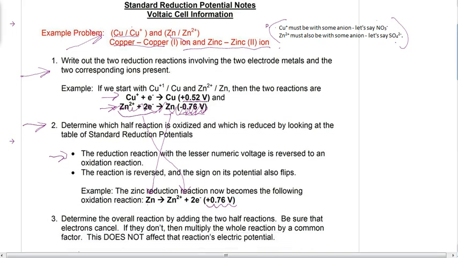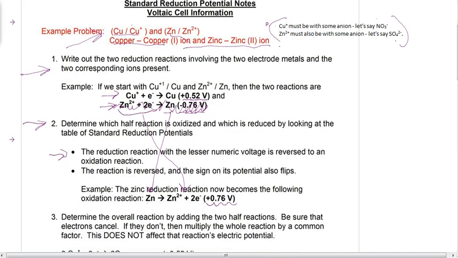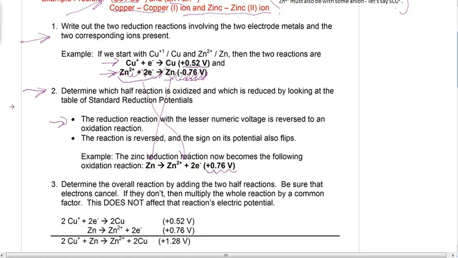Step 3 is to determine the overall reaction by adding the two half reactions together, making sure that the electrons cancel. If they don't, we have to double or triple or whatever one of those reactions. However, this is different than Hess's law because we don't change the voltage. The electric potential, the potential to be reduced, does not change. So this is how it would look.